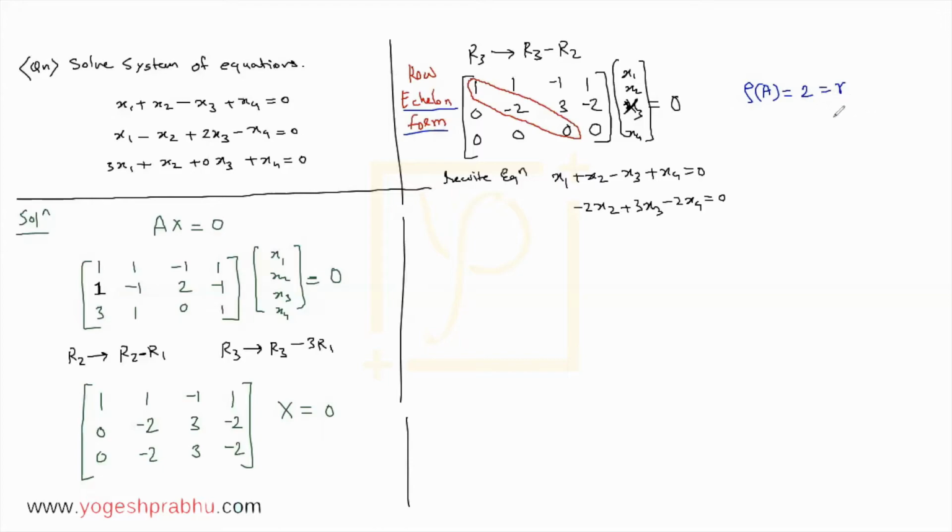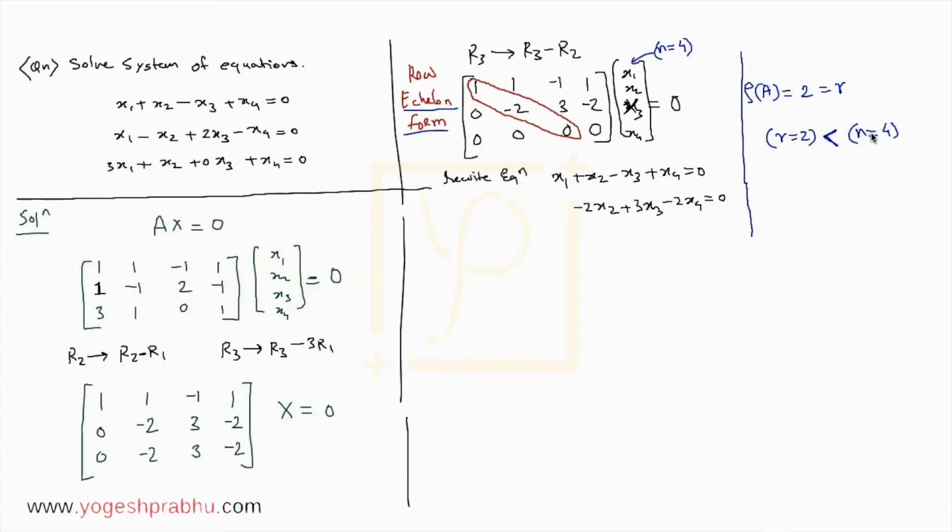And if you see the number of variables, how many variables do we have? We have 4 variables. From here, I say n is 4. Those are basically the number of variables. So R, the rank of A, is equal to 2, and n is equal to 4, that is the number of variables. Now, since rank is less than the number of variables, we can have a non-trivial solution to this. So we will see what that means here.